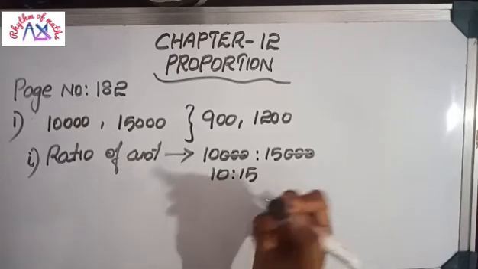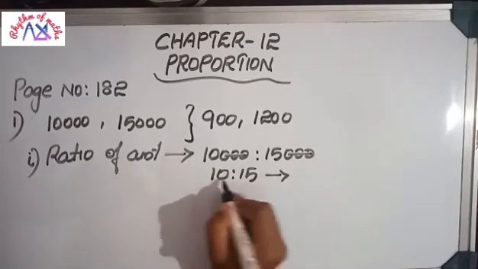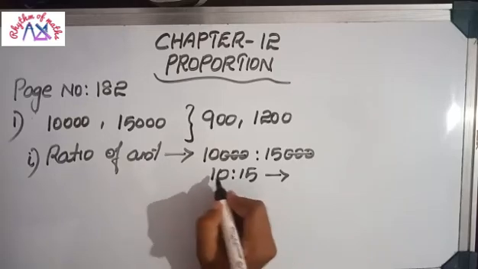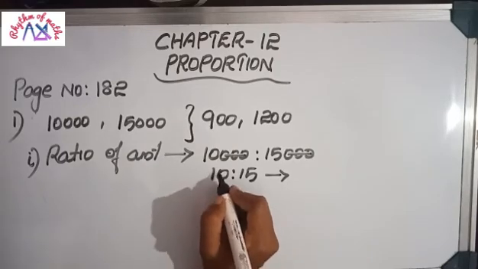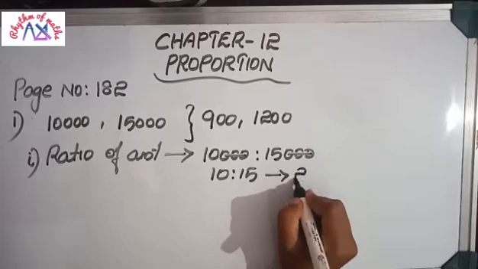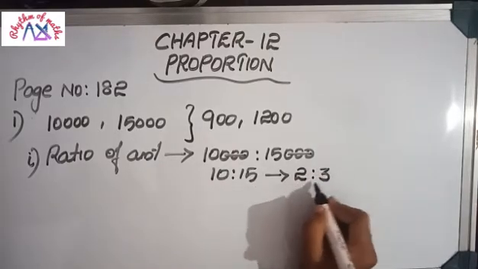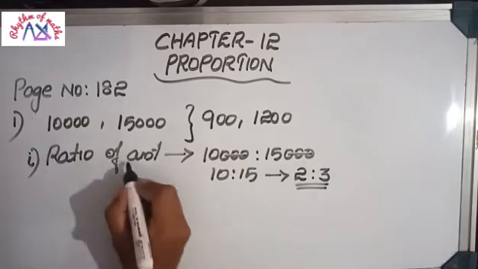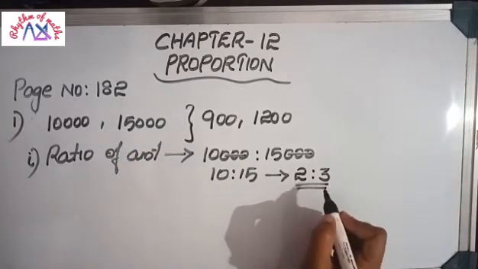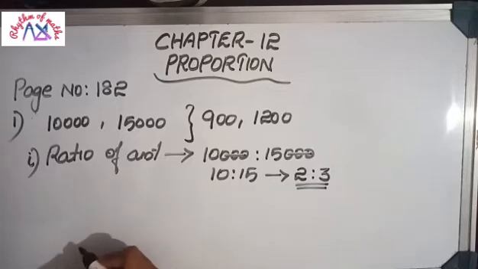This we can simplify once more. Both are multiples of 5. In 10, how many 5s are there? Total 2 5s are there. In 15, how many 5s? 3 5s are there. So 2 is to 3. That means the ratio of amount invested is 2 is to 3. This is the first sub question answer.